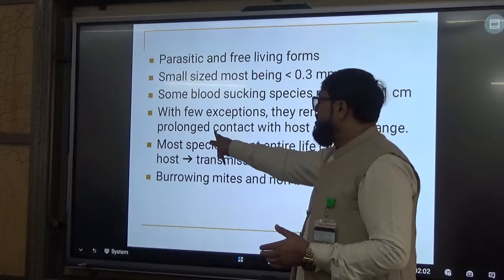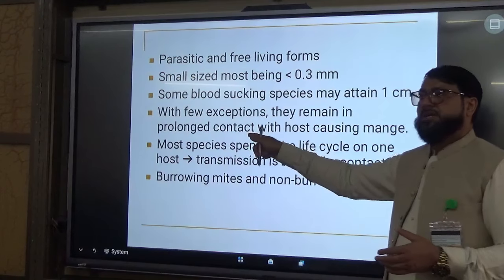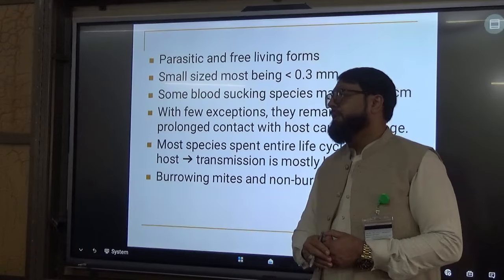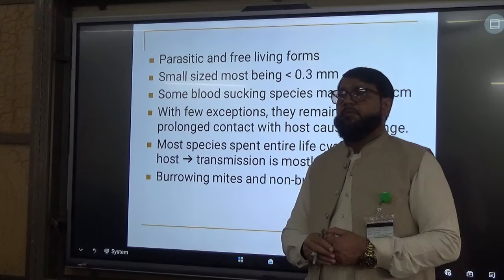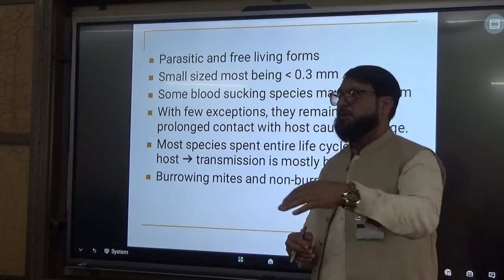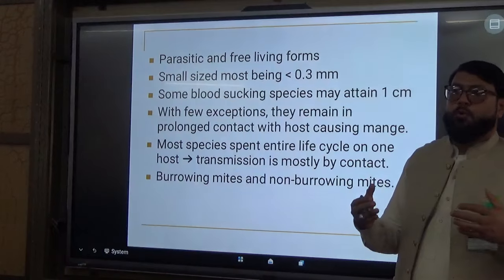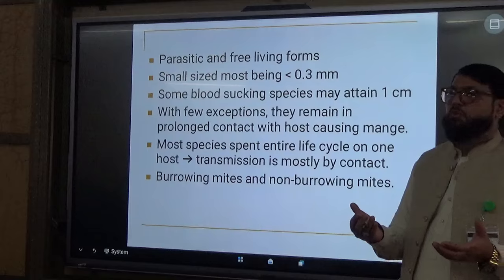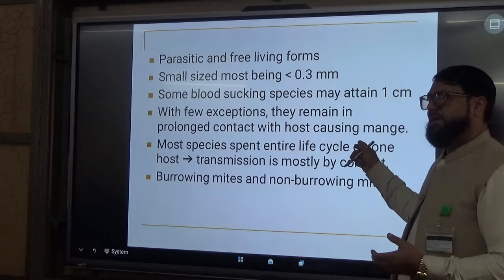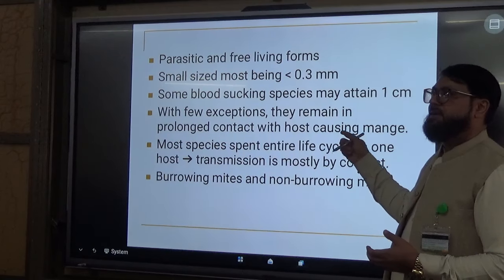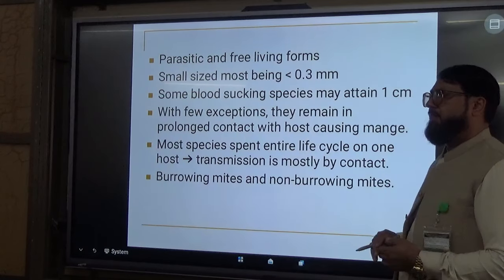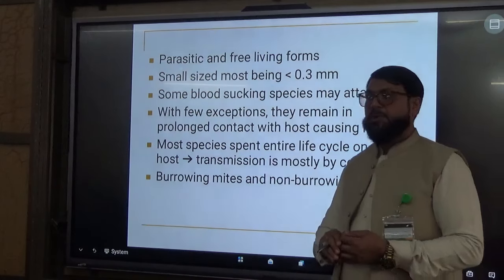So prolonged contact is there, and that prolonged contact makes a very challenging situation for the practitioners on how to treat them. Because whatever drug you are applying may not be able to reach the deeper tunnels, and the cure rate is quite questionable in some cases. So the condition caused by this prolonged contact, which is persistent pruritus and inflammation of the skin, is termed mange in animals. It is also called scabies in human beings. You might be familiar with that.